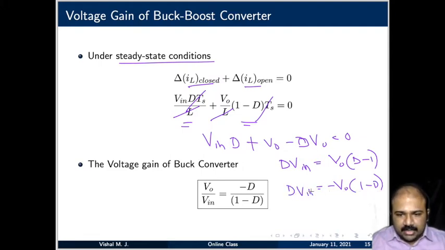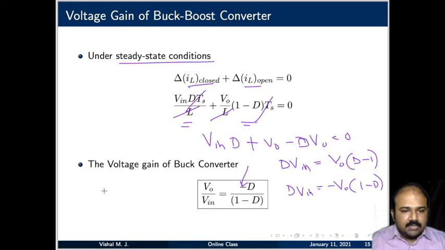Now, just take V0 by V in here. So, this minus becomes minus d, so minus d by 1 minus d, and this minus sign is responsible for the voltage polarity reversal at the output. Remember, for a buck converter the gain was just d. For a boost converter it was 1 by 1 minus d. For a buck boost you have d by 1 minus d with a minus sign.